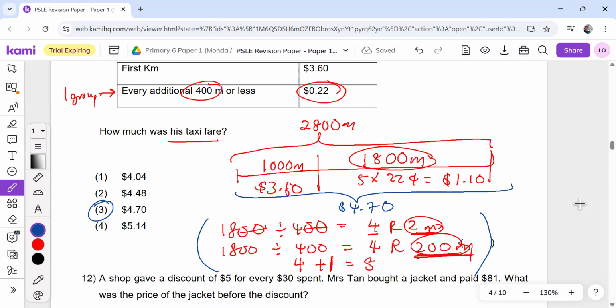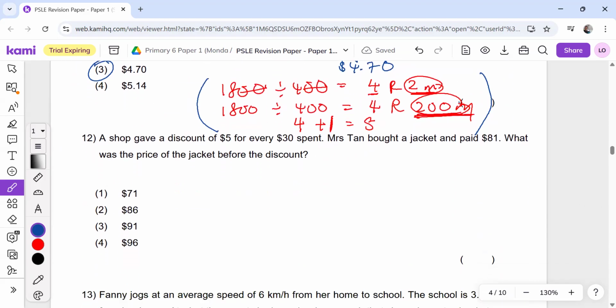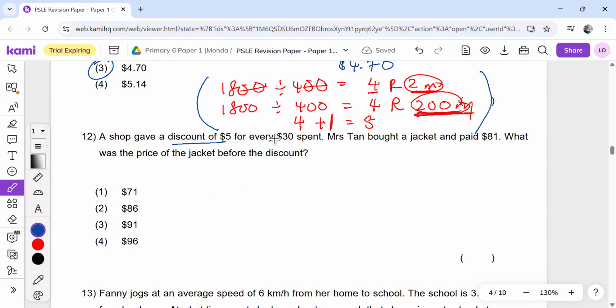Okay, the next one, a PSLE question. So if you get it correct, then you get your marks for PSLE, 2 marks. Now, a shop gave a discount of $5 for every $30 spent. Mr. Stan bought a jacket and paid $81. So what was the original price of the jacket before the discount? Now, you may find that you don't know how to do it, but the thing is about understanding. Do you understand what the question is saying?